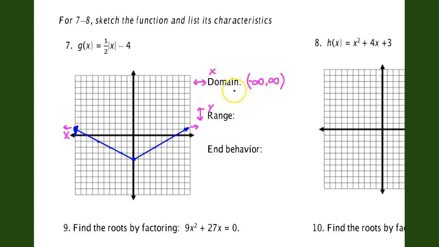Now, there's two ways of writing domain and range. I'm going to write them both. Another way of writing would be like we did before in absolute value. We're going to say the x values can go from -infinity to +infinity. Okay, these mean the same thing.